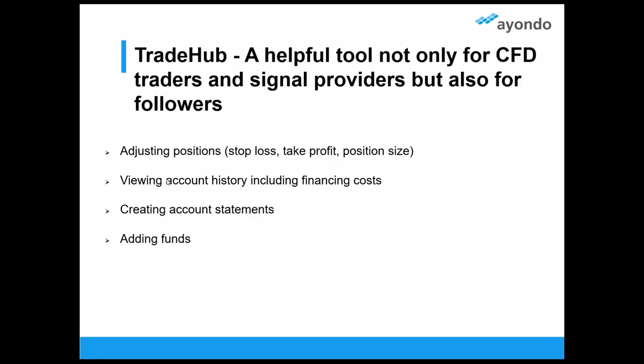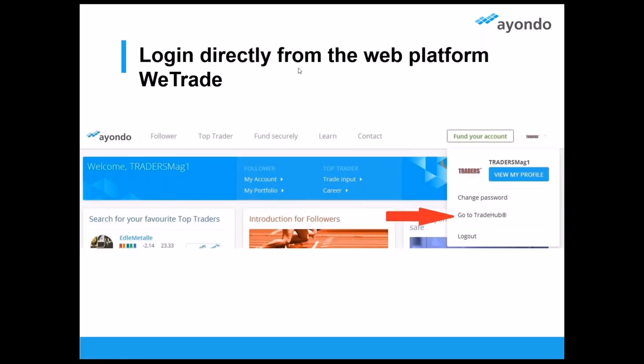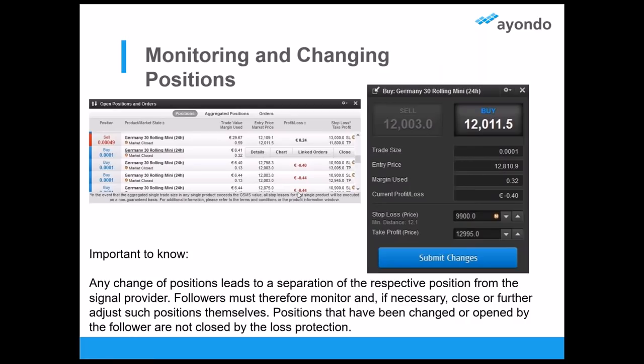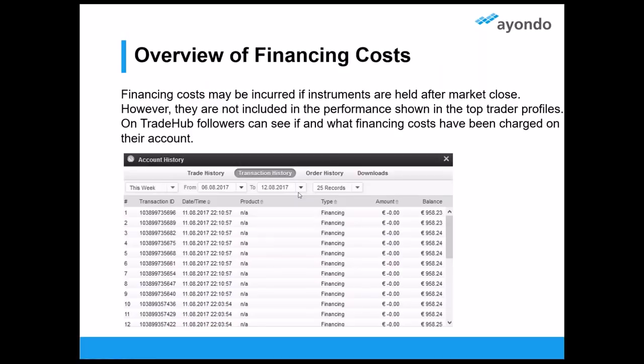You can view account history from TradeHub, so you can look at financing costs. You can run account statements in the usual way. If you want to look at the last 3 months of trades, you can run all that, and you can add funds. If you want to top up your follower account, you can do it through that. We did log in directly from the web platform. You see the normal account figures, the cash balance, any P&L, all of that sort of stuff. You can monitor and change positions, and you can look at transactions.